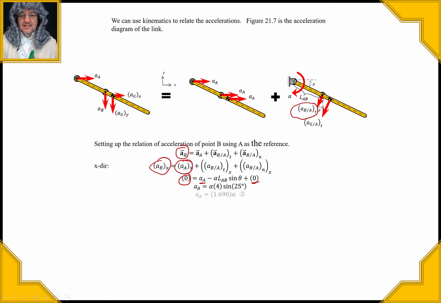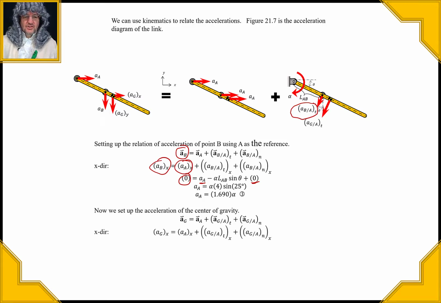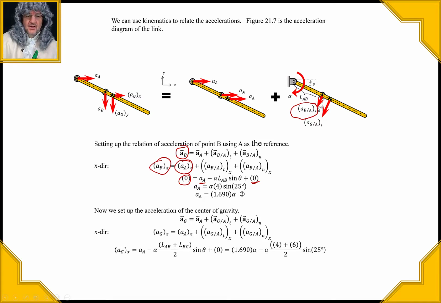What that lets us do is have another equation, right? So that's a good thing. And then now we can set up the acceleration at the center of gravity. We don't really get any benefit out of doing the y direction here, I don't think. Okay, so here's the acceleration at the center of gravity in the x direction, and once again, we're using the acceleration at A as the reference. Now we could plug in all of the different knowns that we have.